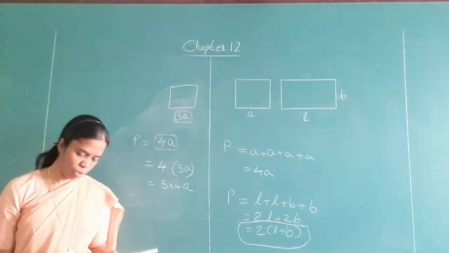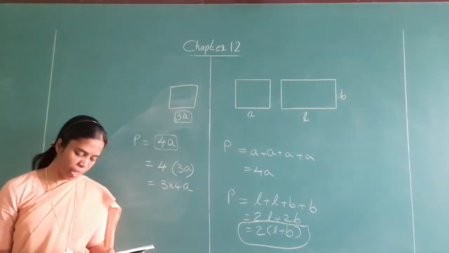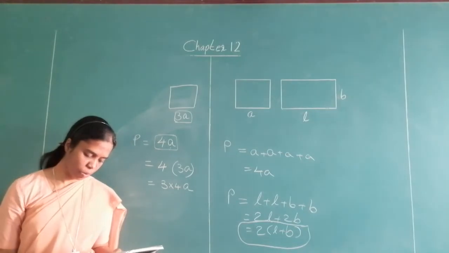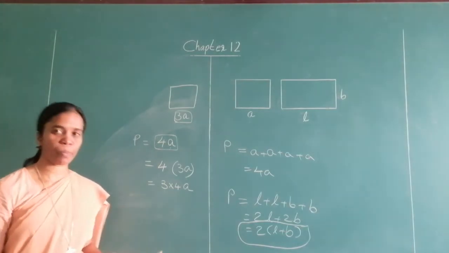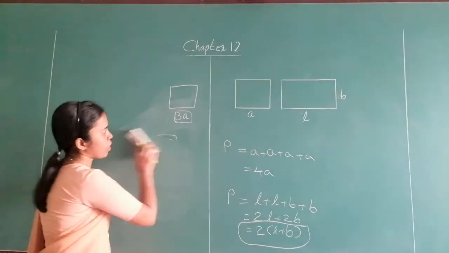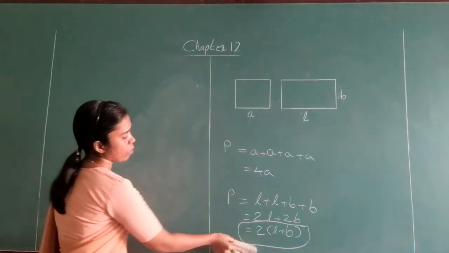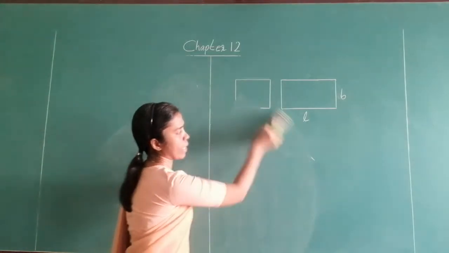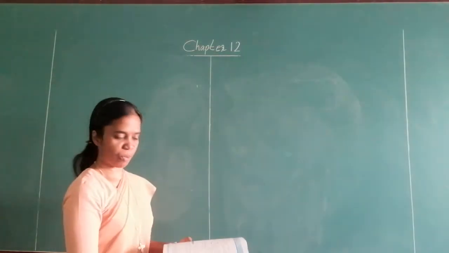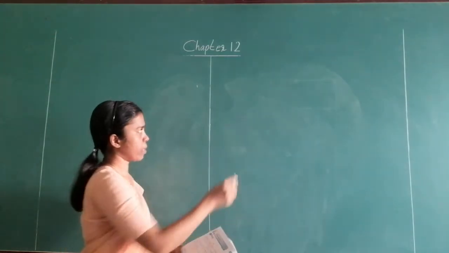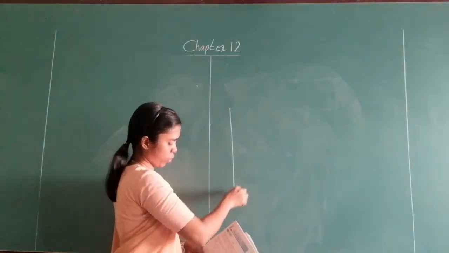Okay. Now question number 3. Given alongside is the diagram of a playground. It shows the length of its sides. Find the perimeter of the playground. As I said, what is perimeter? Sum of the measures of all the sides. Okay. Now the diagram that is given here is different, but only add the measures. Now how is the diagram that is given to you?